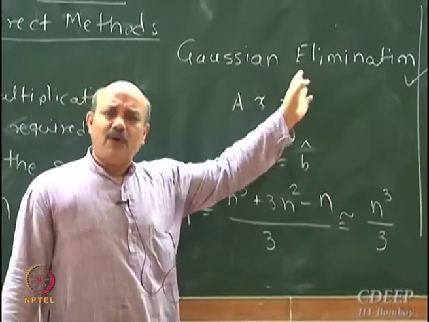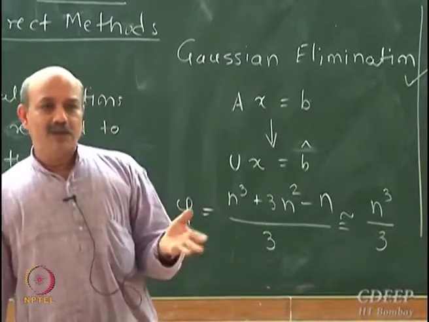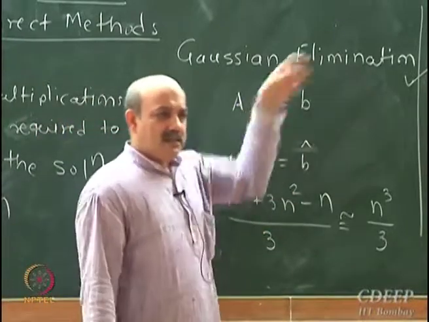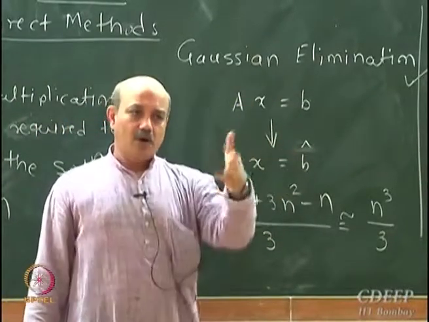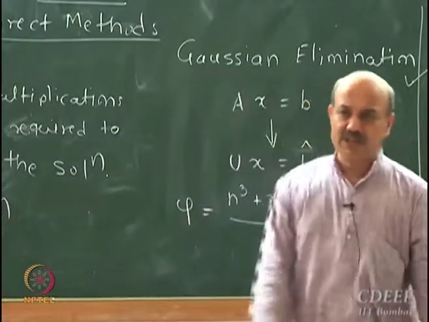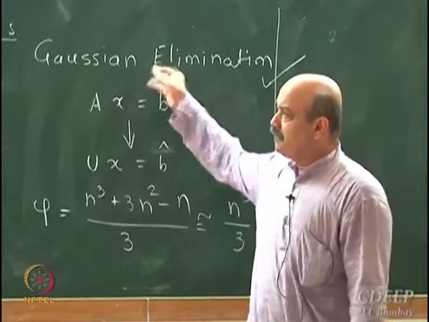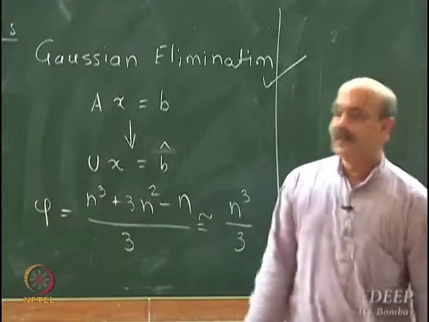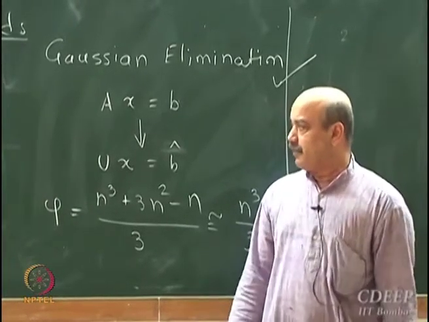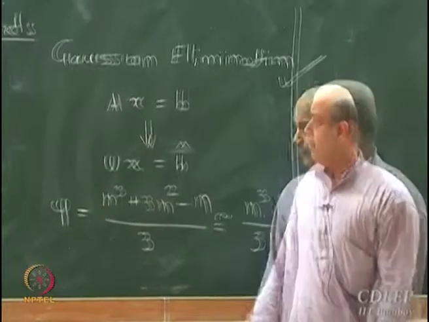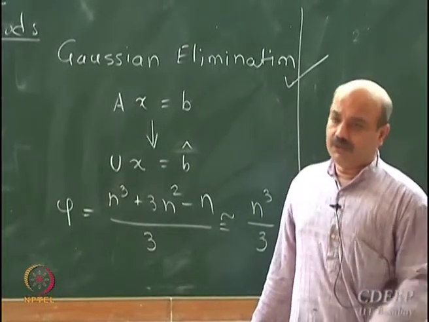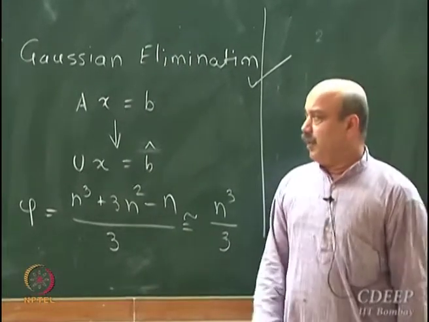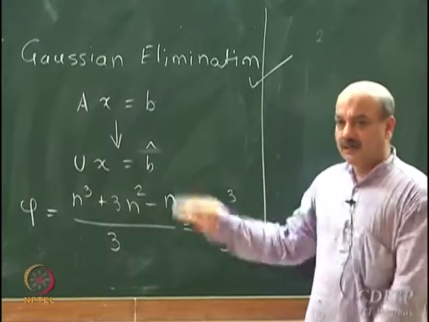Other variants of Gaussian elimination are the Gauss-Jordan method and LU decomposition. All these are variants, but basically the foundation is Gaussian elimination. I have also uploaded something about LU decomposition. LU decomposition is Gaussian elimination represented as a sequence of two triangular matrix calculations, one upper triangular and the other lower triangular. You can have a look at it, but it is derived from Gaussian elimination, so the order of computations is again of the order of n cube by 3.